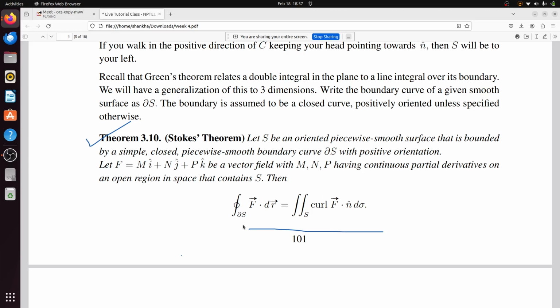You did the Stokes theorem? Yes, sir. Okay.